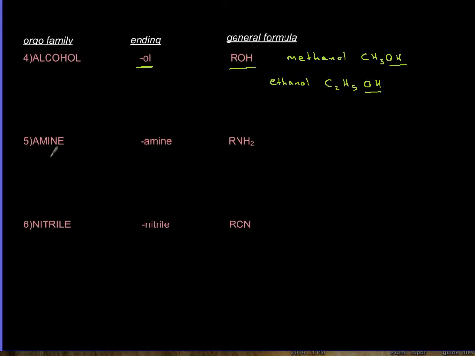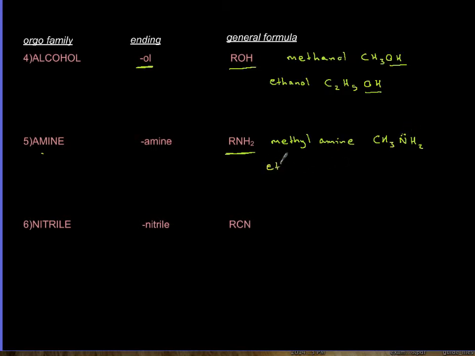Then you could have amines. Amines end in -amine, and it has NH2 as your functional group. So you could have methylamine as an example, and it's CH3NH2. There is a lone pair of electrons on nitrogen. I'm going to show it here.